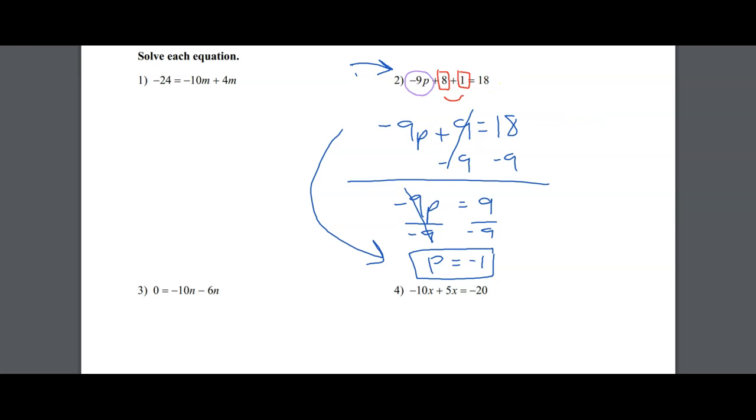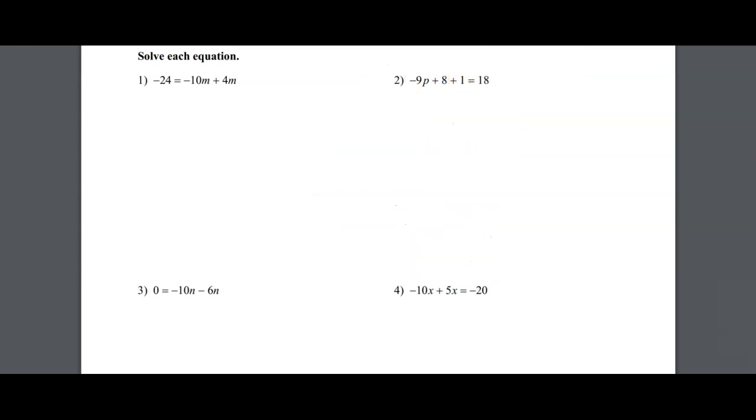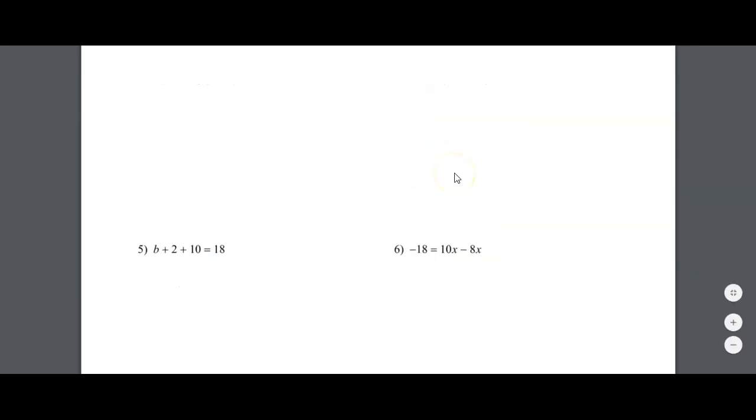Okay, so numbers 1 through 10 are pretty similar to this. You just combine your like terms, do your inverse operations. Nothing we haven't really done before. You've even combined like terms before in previous classes, I'm sure. When we get to 11, the problems become a little bit more difficult.